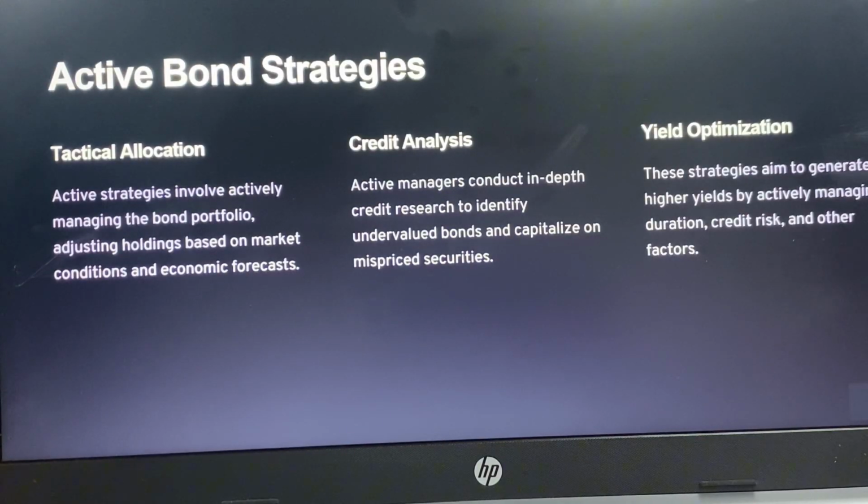Moving on to active bond strategies, we have tactical allocation. Active strategies involve actively managing the bond portfolio, adjusting holdings based on market conditions and economic forecasts. Credit analysis. Active managers conduct in-depth credit research to identify undervalued bonds and capitalize on mispriced securities. Yield optimization. These strategies aim to generate higher yields by actively managing duration, credit risk, and other factors.